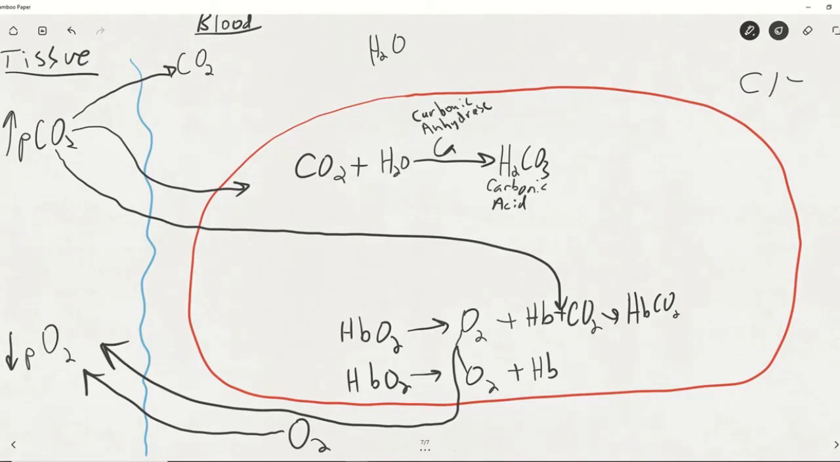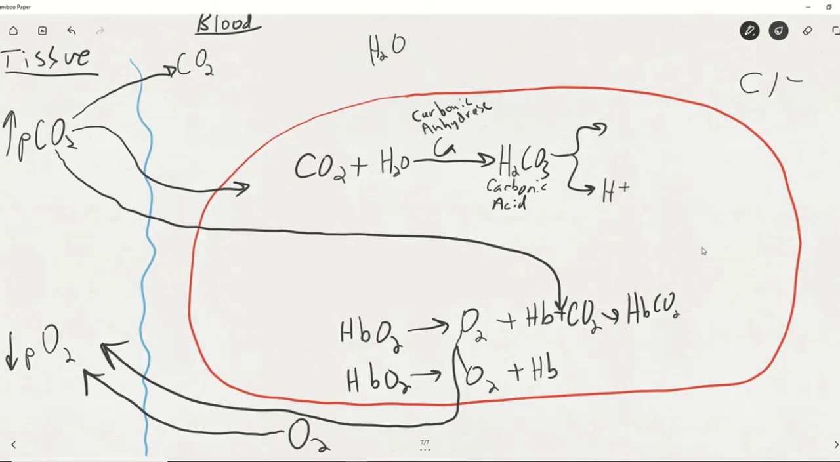When an acid is placed into water, such as this carbonic acid inside of an erythrocyte, it falls apart, it dissociates. And when an acid is placed in water, it always does the same thing. It falls apart and the products are H plus and something with a negative charge.